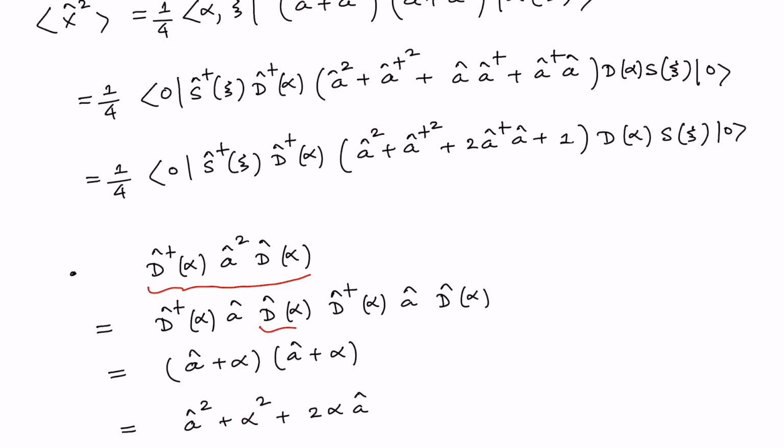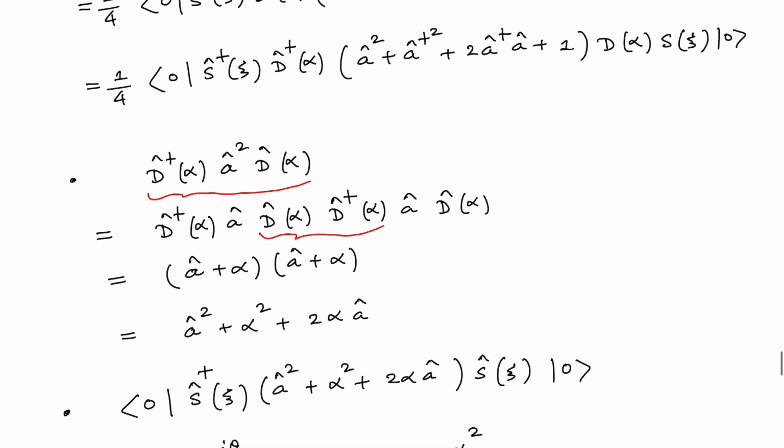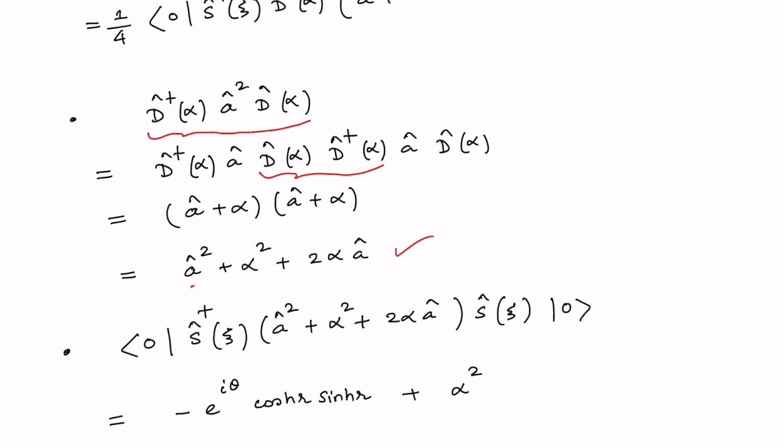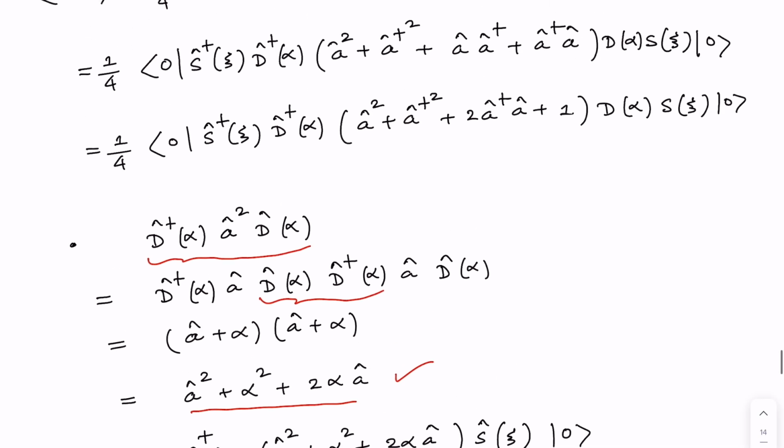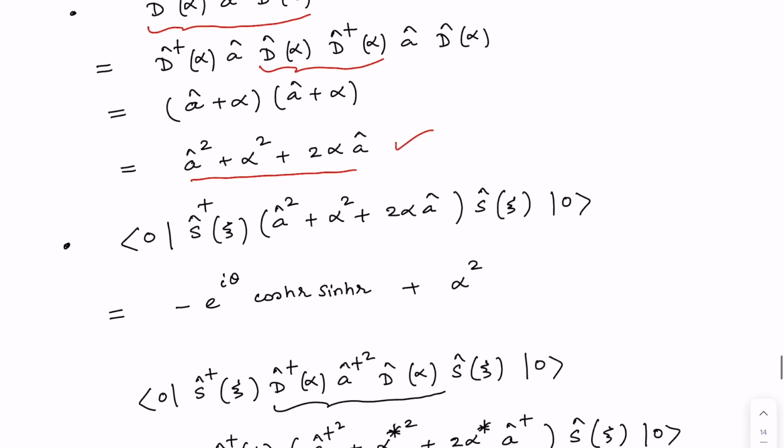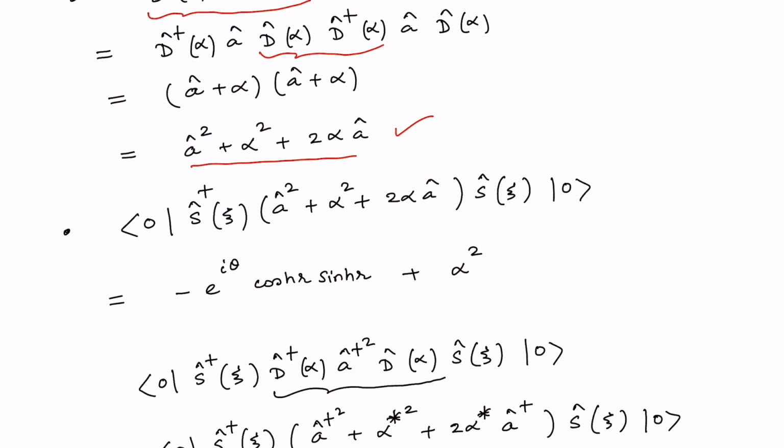You have to sandwich d dagger in between, and thereby you can very easily work out d dagger alpha a square d alpha to be this, and then putting this term here in this expression. Okay, here if you put it there, then you are going to get this term on the right hand side to be e to the power i theta cosh r sinh r plus alpha square.